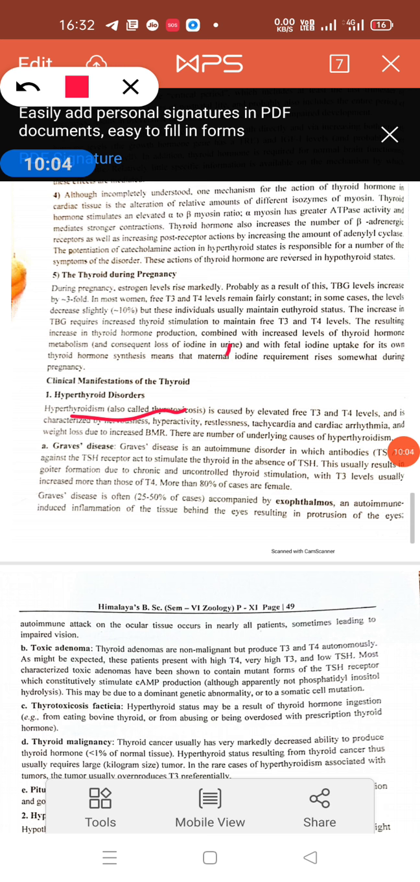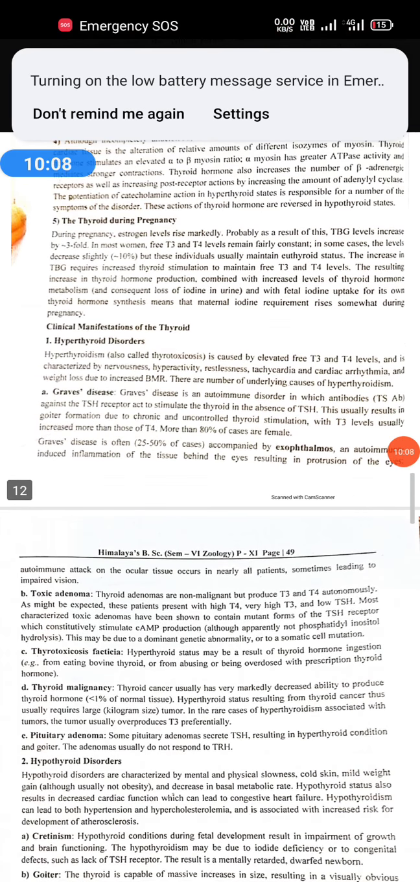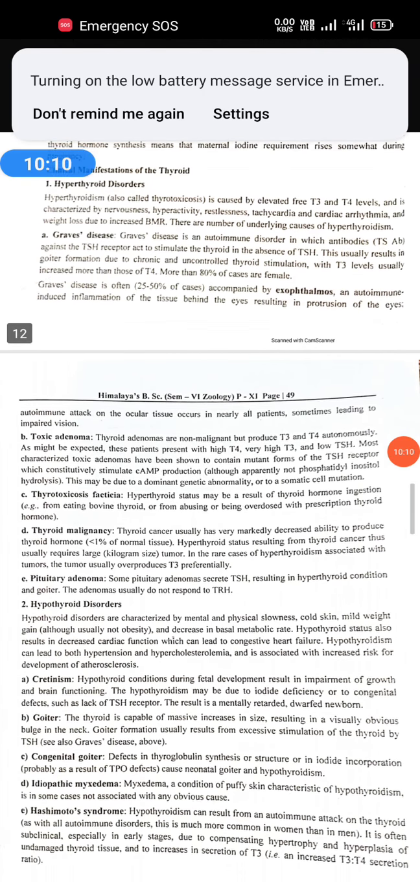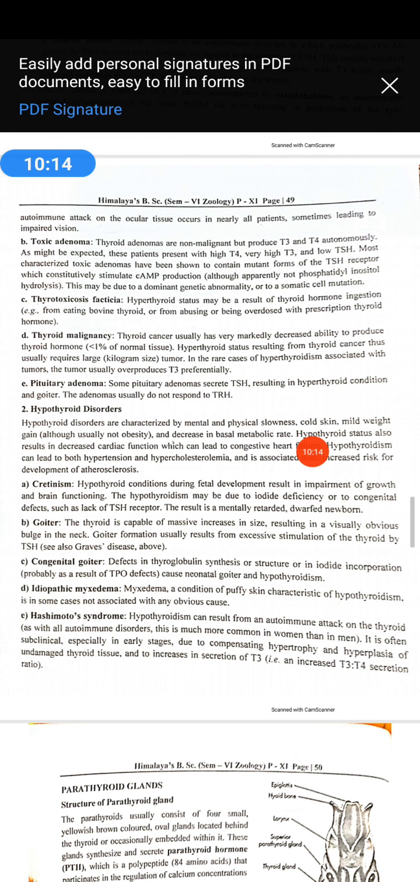But hyposecretion of the thyroid hormone causes the disorders cretinism in children and myxedema, or Gull's disease, in adults. Keep in mind, hyposecretion of the hormone thyroxine causes cretinism in children and myxedema in adults. Cretinism is caused by the deficiency of thyroid hormones in infants or children. A cretin means an individual suffering from hyposecretion of the hormone thyroxine.